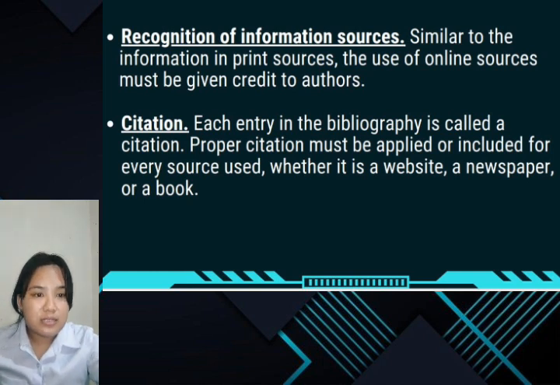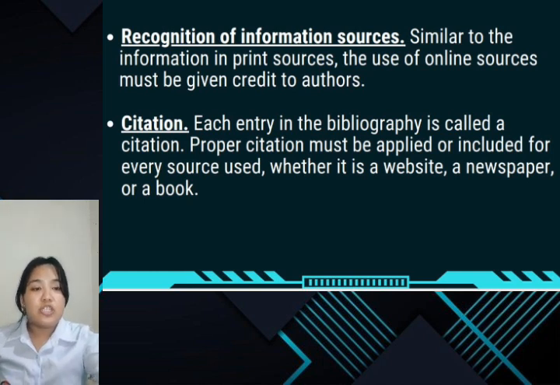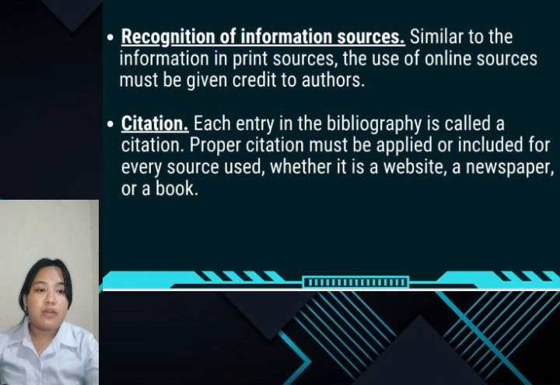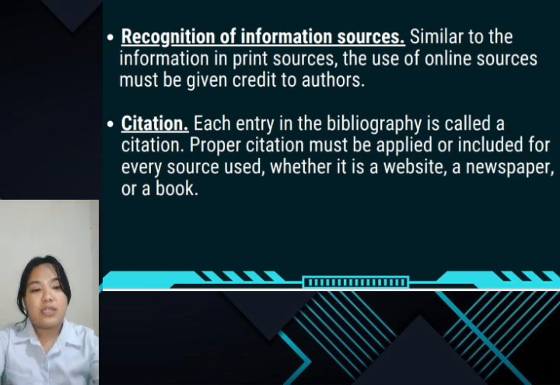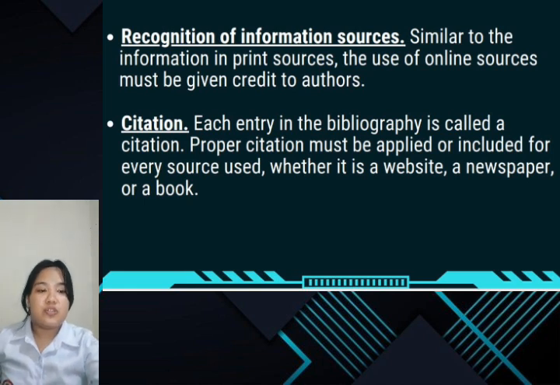Next is the citation. Each entry in the bibliography is called a citation. Proper citation must be applied or included for every source used, whether it is a website, a newspaper, or a book. A citation is a brief reference to a specific source of information. It allows readers to easily identify and locate the original source. Think of citations as signposts that guide readers to the original information used in work. So, by using proper citations, you acknowledge the work of others and build credibility of your own research.